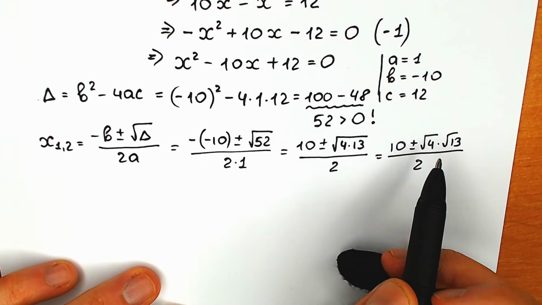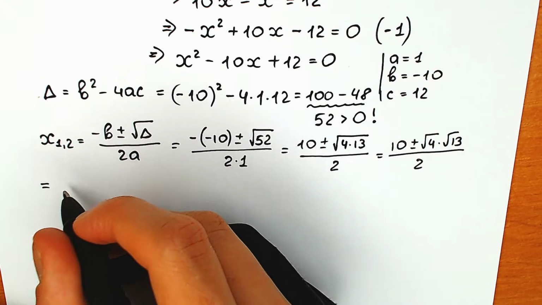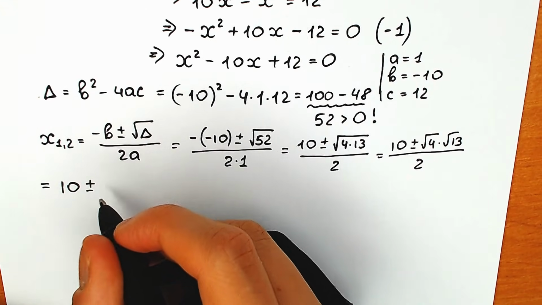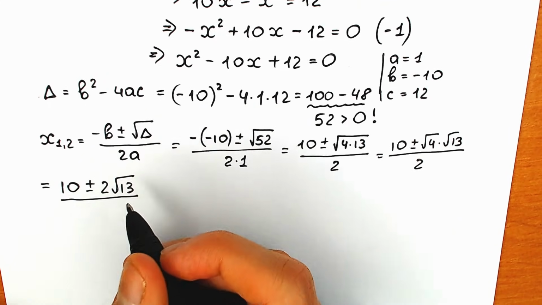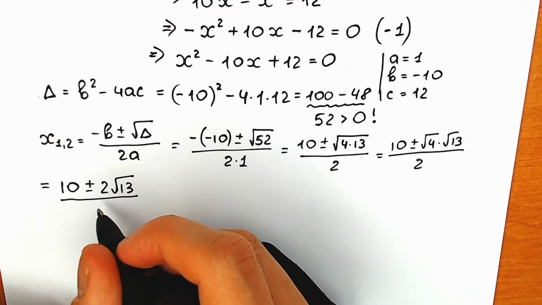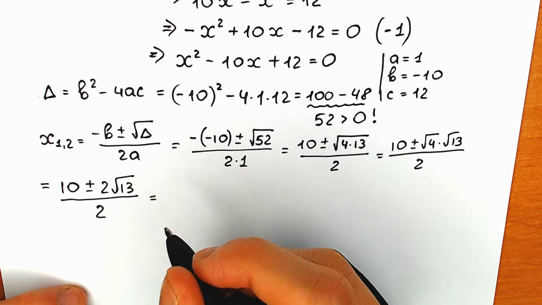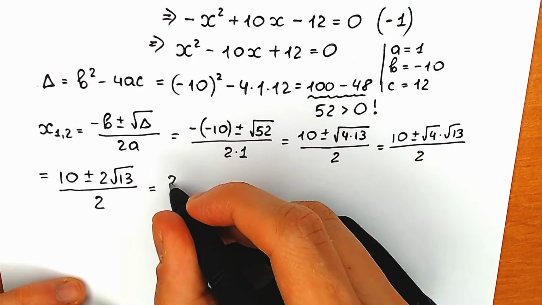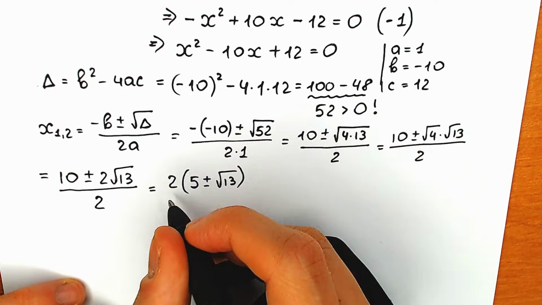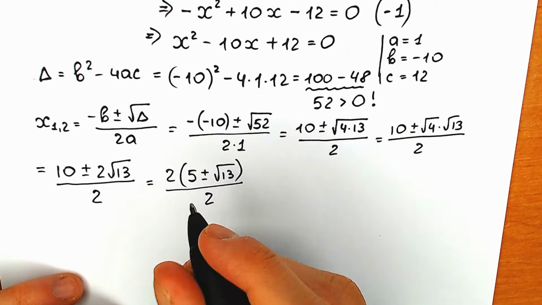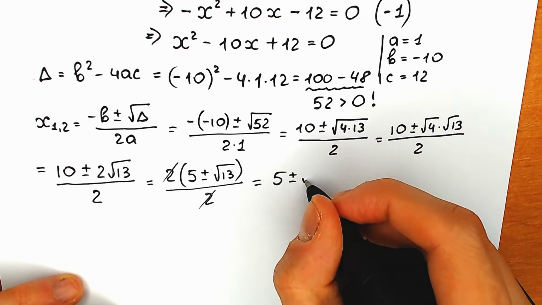And right now this square root of 4, we can easily evaluate because this is a table case, so it is equal to 2. So we have 10 plus minus 2 square root of 13. We leave it like that because this is not a table case, and 13 is a prime number, I guess. So all over 2. And the final step, let's factor 2 from our numerator. We have 2 times (5 plus minus square root of 13), all over 2. And the final step, we're going to cancel these two. So our final answer is 5 plus minus square root of 13.